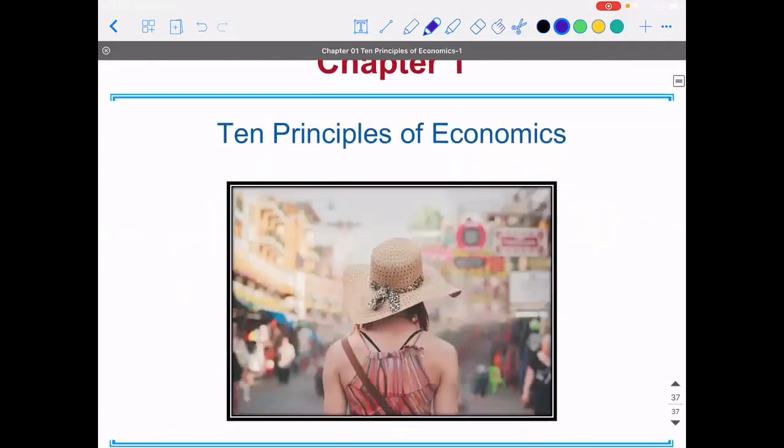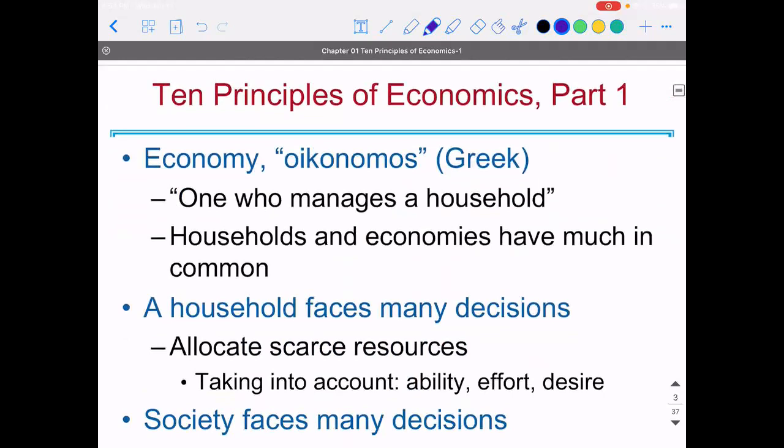Let's go back to this. Before we get to that point, let's start to talk about how people make decisions. That making of decisions comes from this general concept of what economics is. Economics is originally a Greek word, oikonomos. I don't know any Greek, but oikonomos was really about managing the household.